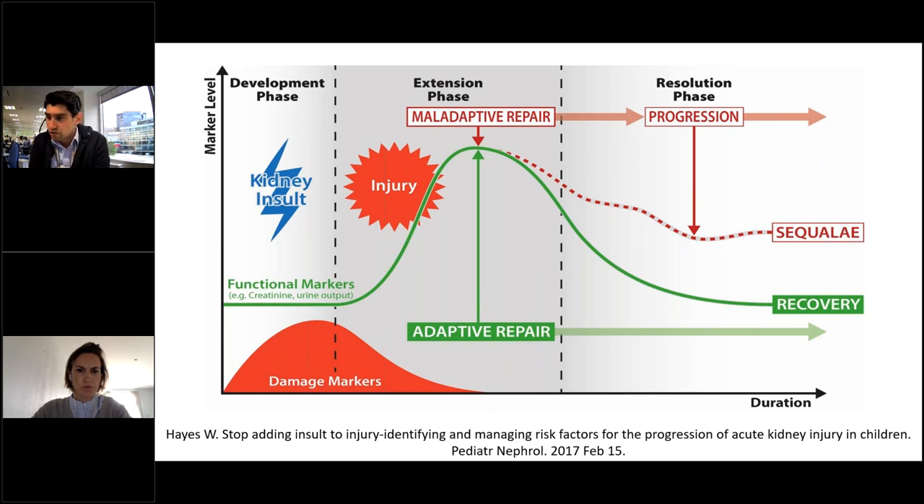So one of our colleagues in Great Ormond Street, Dr. Hayes, has put this infographic together, which is really helpful, I think, to try and understand the processes that happen during acute kidney injury. If you look at the green line, these are the functional markers of an acute kidney injury or acute insult to injury, where the functional markers don't go up until a bit later on, whereas you might have some damage markers. These are as yet tests that we could use in the future to try and identify an acute kidney injury earlier.